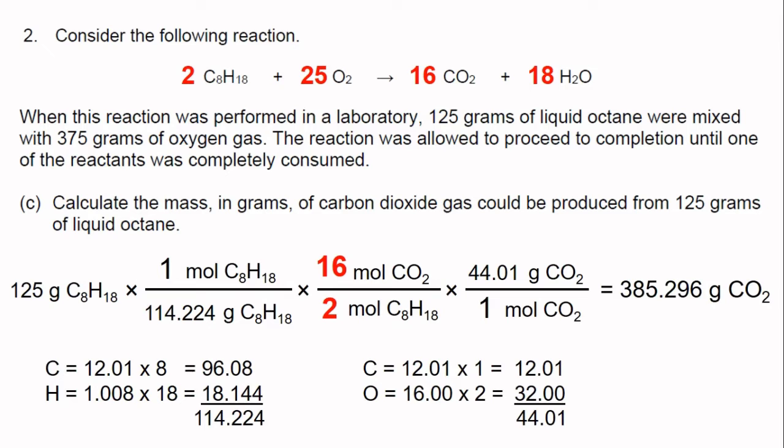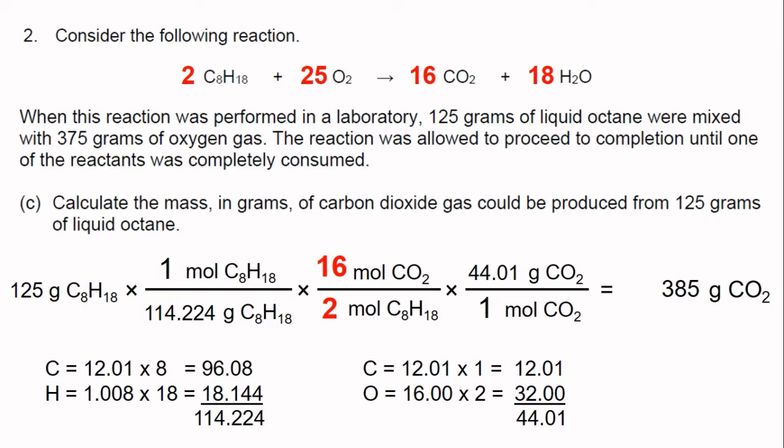Let's go ahead and round off this answer, 385.296. According to the measurement, which has 3 significant figures, 125 grams has 3 sig figs, so we'll call this 385 grams of CO2.